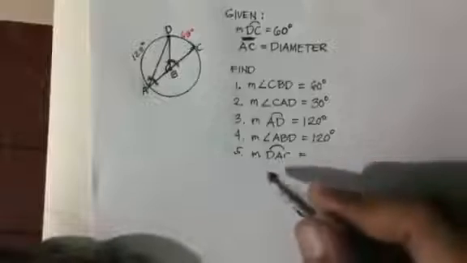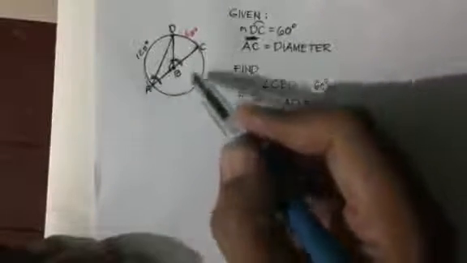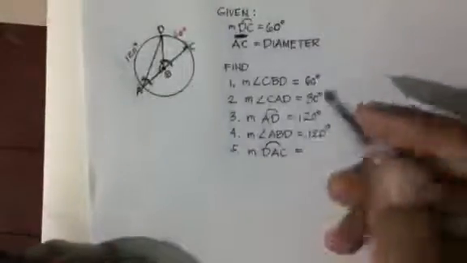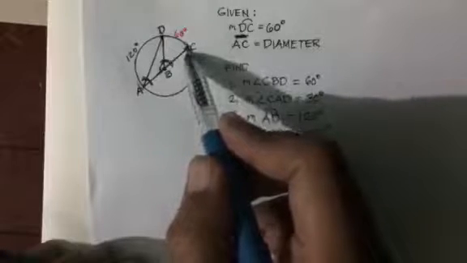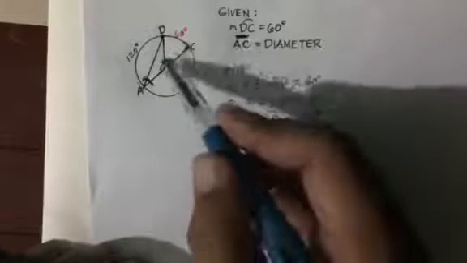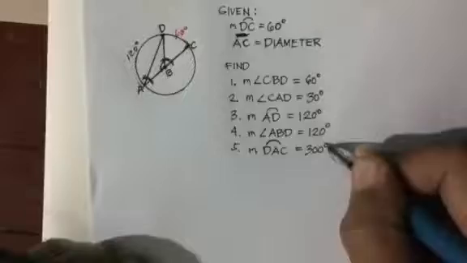Next, the last one, the measure of arc DAC, the major arc. Again, the whole circle is 360 degrees. We have the measure of arc DC, which is 60 degrees. So 360 degrees minus 60 is 300 degrees.